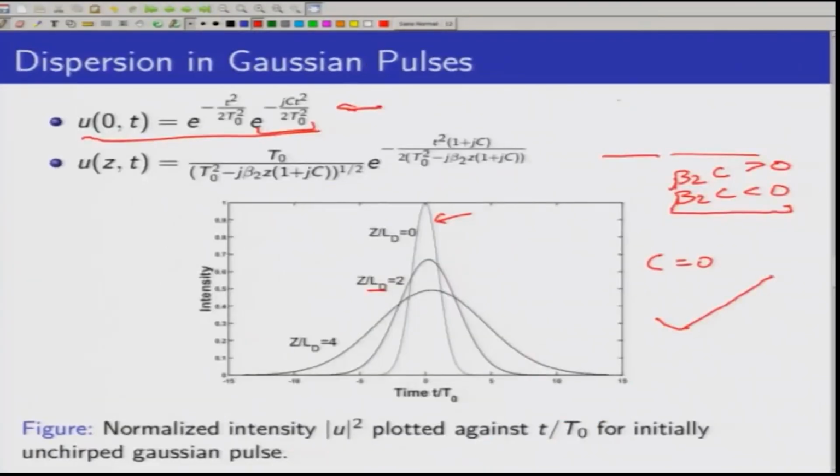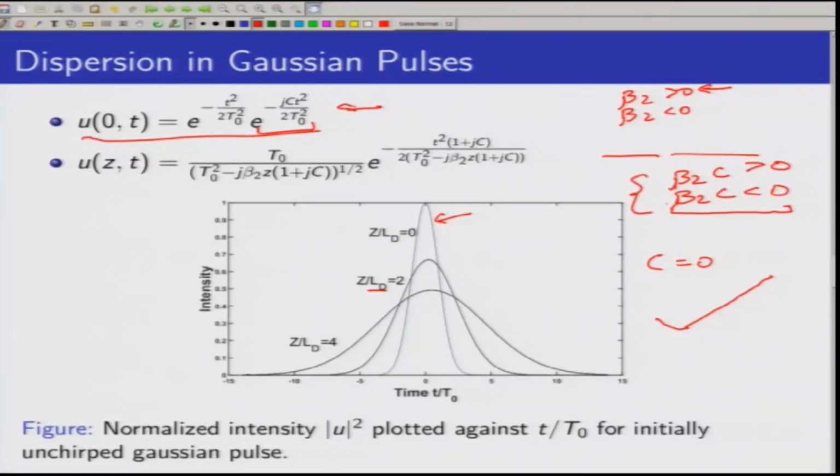Similarly, in the previous cases, whether beta 2 is greater than 0 or less than 0, the pulse will always broaden in the case of an unchirped pulse. It does not depend on whether we are operating in the normal dispersion regime, where beta 2 is greater than 0, or the anomalous dispersion regime, where beta 2 is less than 0. However, if we induce some sort of chirping, then the sign of beta 2 becomes important, as seen here.